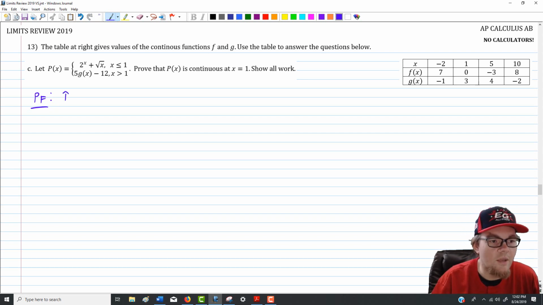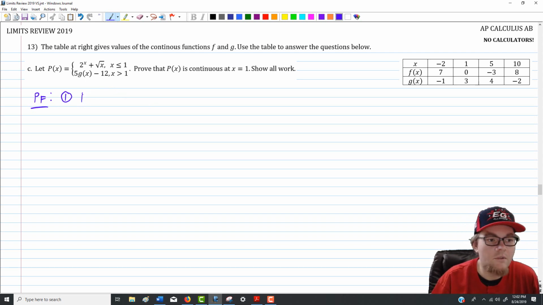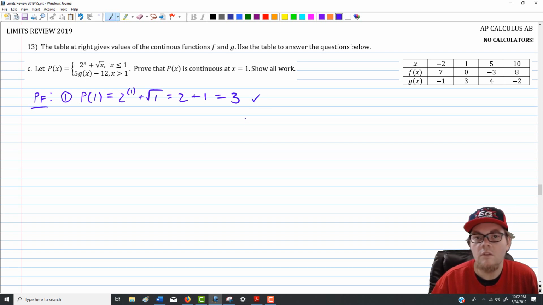That requires us to demonstrate 3 properties hold for the function in question at the x value in question. First one is to show that f of c exists, which in our case means we need to show p of 1 exists. So we can calculate that by finding the branch that includes 1. In our particular case, that's going to mean that we're using 2 to the 1 plus the square root of 1, also known as 2 plus 1, or 3. And I'm pretty sure 3 exists, so property 1 holds.